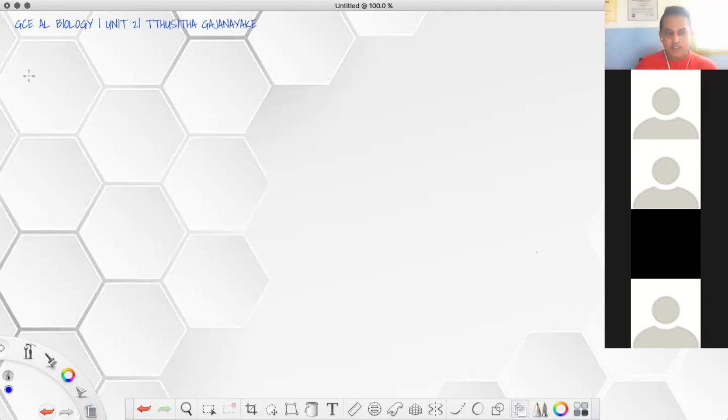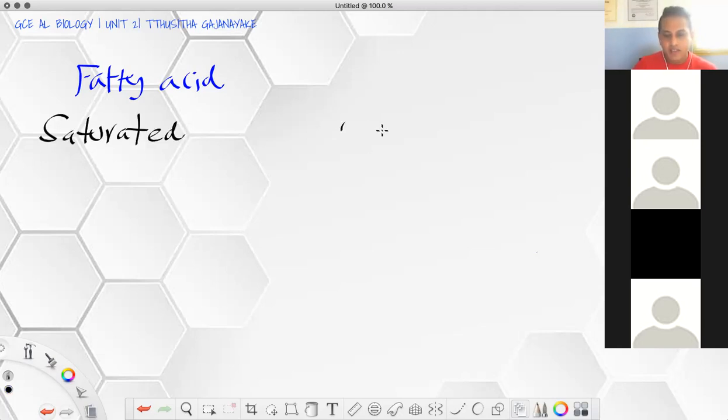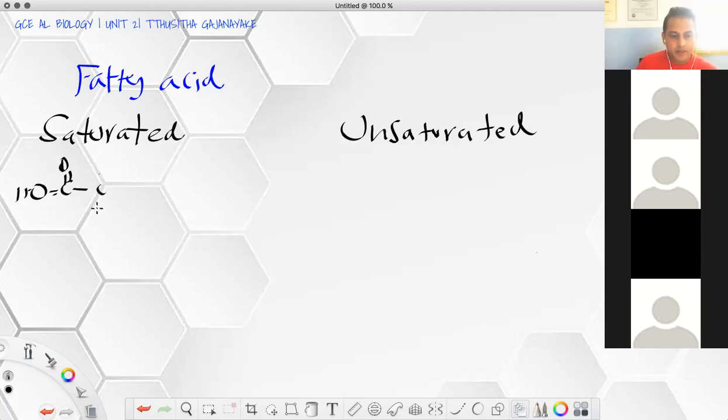Now, when we talk about fatty acid, it is also important to know there are 2 types of fatty acid. One is called saturated fatty acid. The other one is called unsaturated. What is the difference between saturated and unsaturated? Saturated one, just to save time, I am only adding a 3 carbon fatty acid here. You can see it has the maximum number of hydrogen.